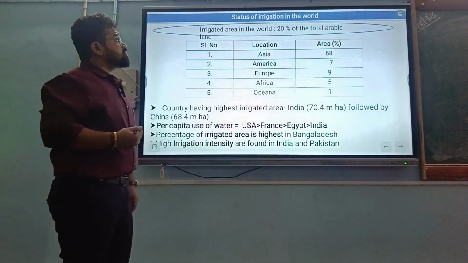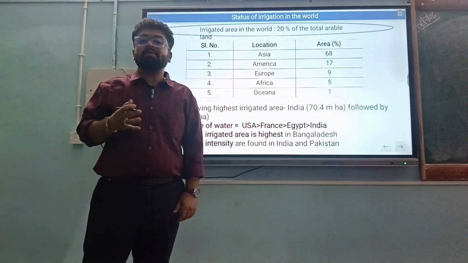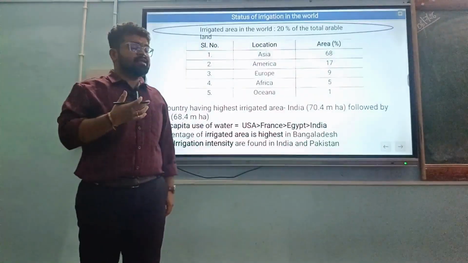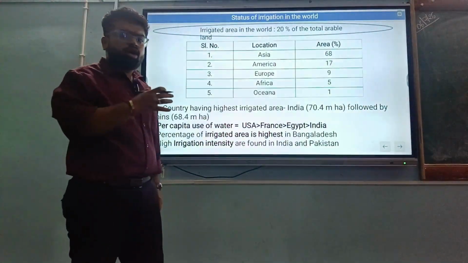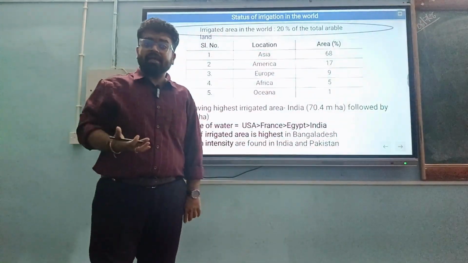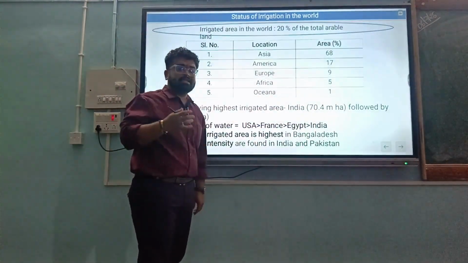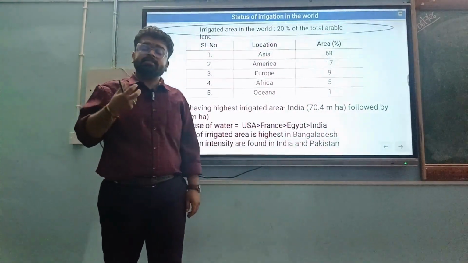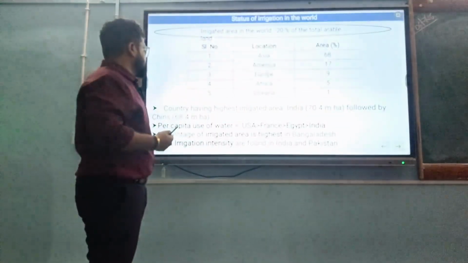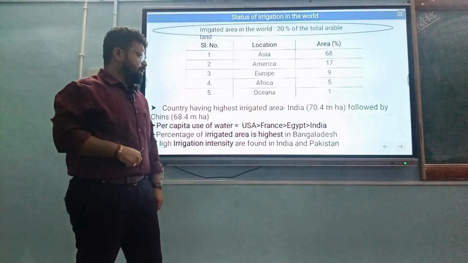If you see the status of irrigation in the world, in Asia itself around 68% of the area is irrigated. Compared with all the other continents, the irrigation capacity in the Asian continent is high, and among that, India stands first with respect to the highest irrigated area, about 70.4 million hectares, followed by China. Earlier it was China, and India surpassed China with respect to irrigation capacity.